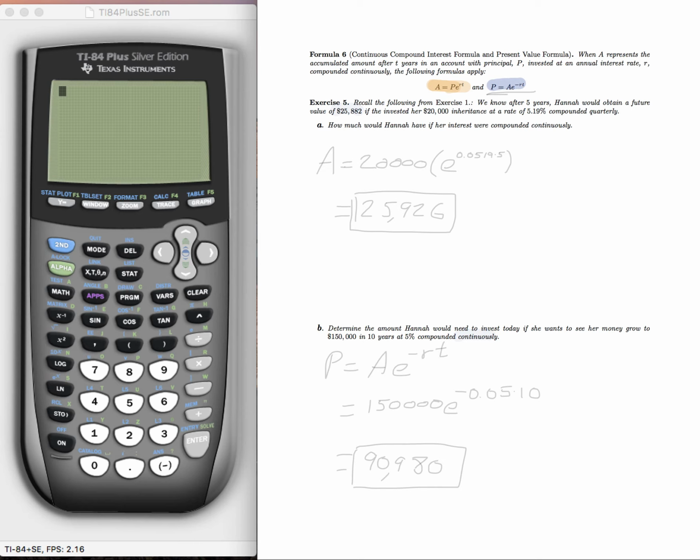would have to invest. So let's say, back with Hannah again, wants to obtain a future value of $25,800. We know that she would obtain a future value of $25,882 if she had invested her $20,000 inheritance at a rate of 5.19% compounded quarterly. What we want to do is compare that to how much she would have if her interest were compounded continuously.